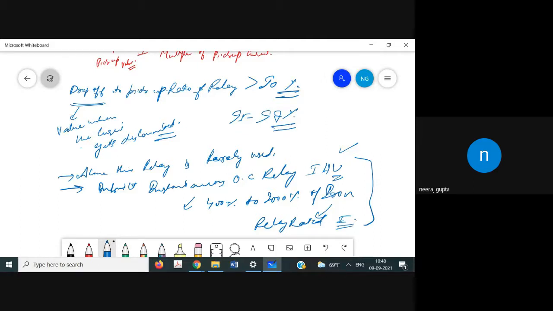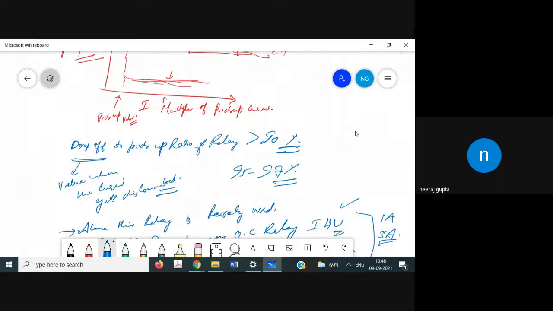As you already know, the rated current of the relay is about 1 ampere, and the secondary of the CT is 1 ampere or 5 ampere. So this is about the instantaneous overcurrent relay.